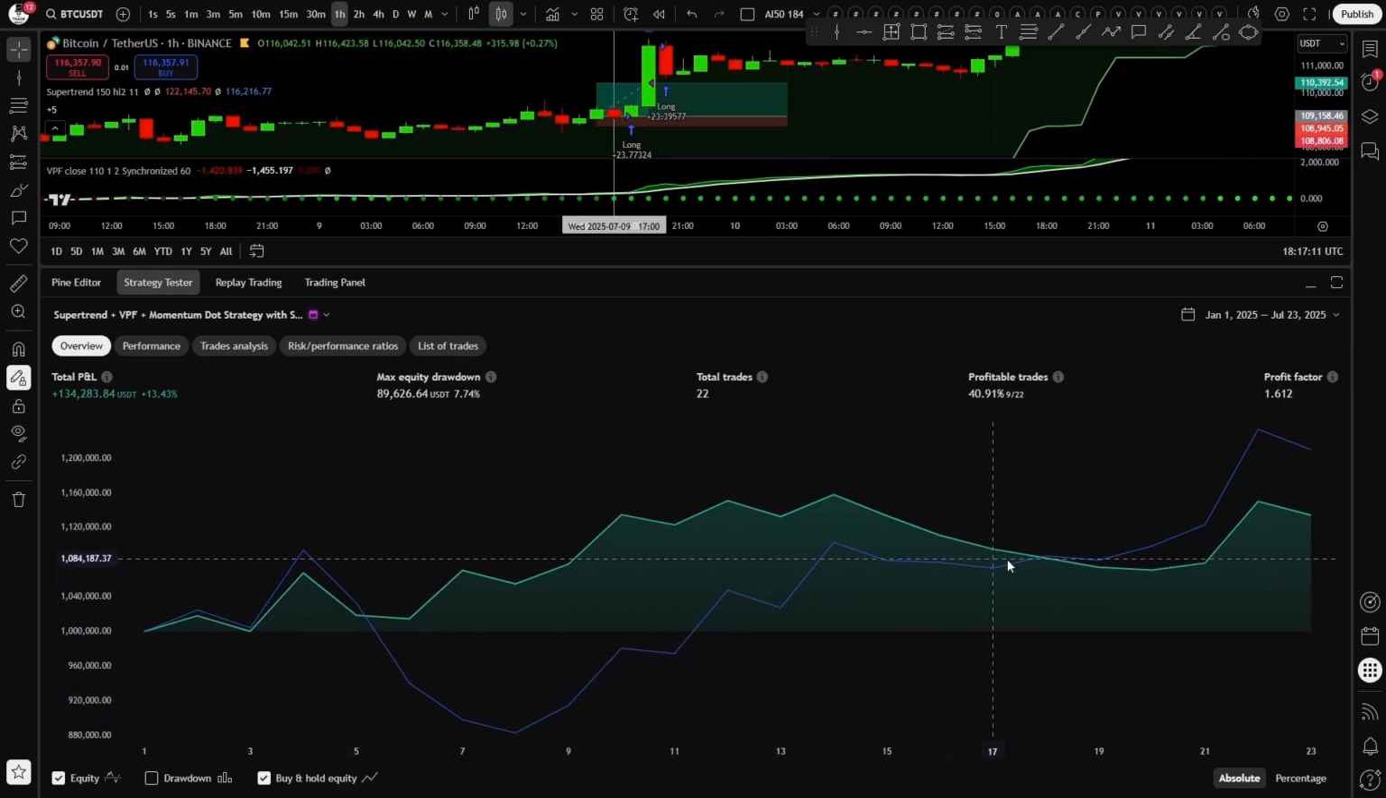However, if you look at the buy and hold equity curve, this time the buy and hold outperformed the strategy, but in the long run, the strategy might be performing better, who knows.